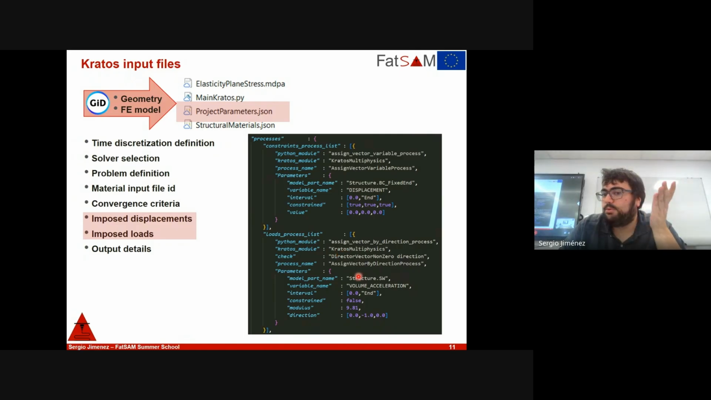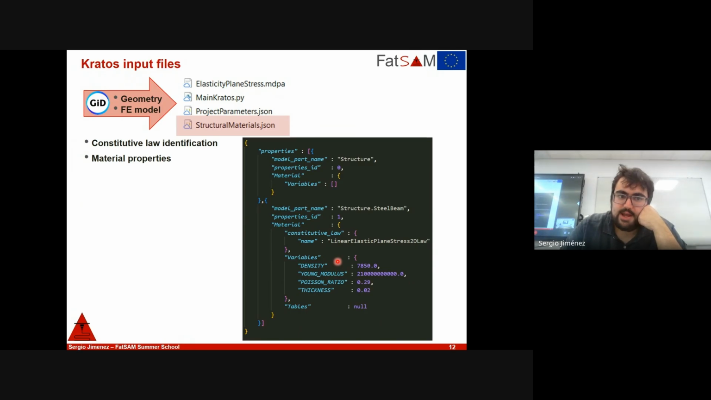Well, the block looks more or less the same. In this case, what we're applying is a modulus, and then orienting that modulus. That's the idea. And then we have this last file, the structural material JSON, in which basically we are describing the various constitutive laws and material properties that will then be applied to certain elements in our geometry, in our model.